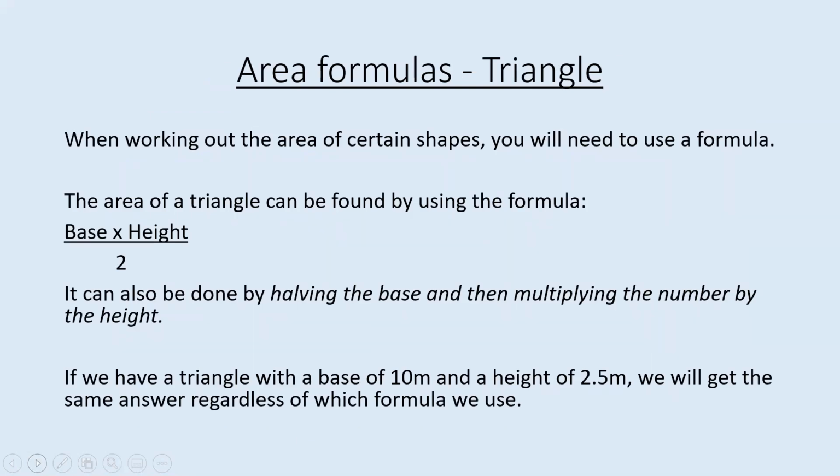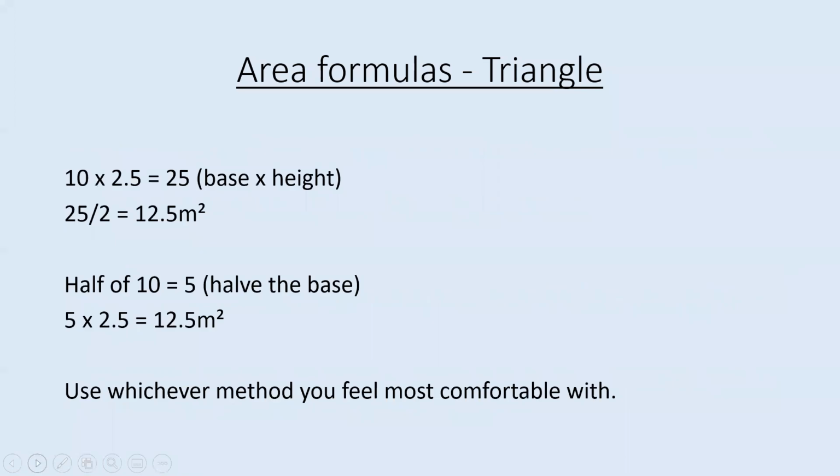We're now going to look at area formulas in a triangle. So when working out the area of certain shapes, you'll need to use a formula. The area of a triangle can be found by using the formula base times height divided by 2. It can also be done if you halve the base before you start and then multiply your answer by the height. So if we have a triangle with a base of 10 meters and a height of 2.5 meters, we'll get the same answer regardless of which formula we use.